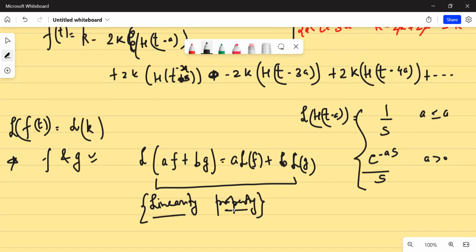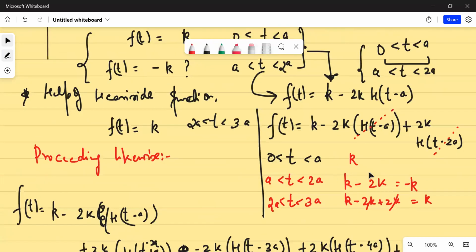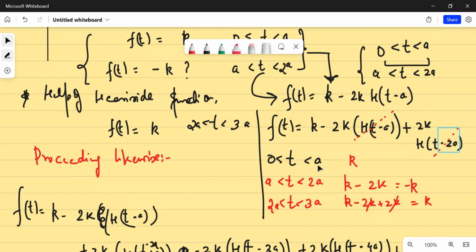Is that clear? Sir, yes. Sir, like we took 0 to a earlier, and we made all the other terms 0, the ones you wrote in red here. 0 to 1... Look, sir, if you take 0 to a, the Heaviside unit step function would be 0, because it is equal to 1 only if t is greater than a. This one is equal to 1 only if t is greater than 2a. But if t lies between 0 and a, this would be 0 and this would be 0. Now, if t lies between a to 2a, this is fine.